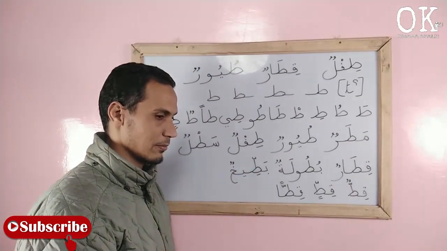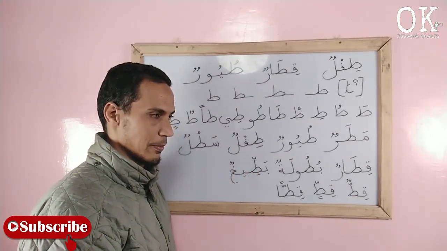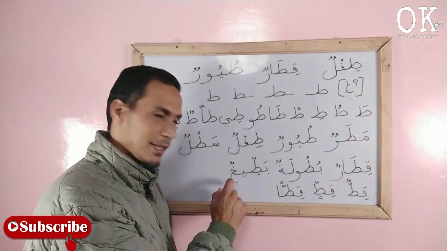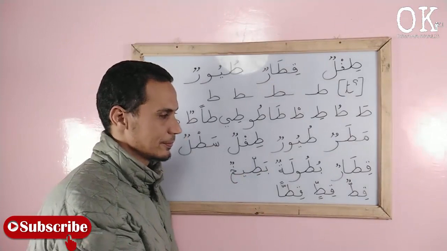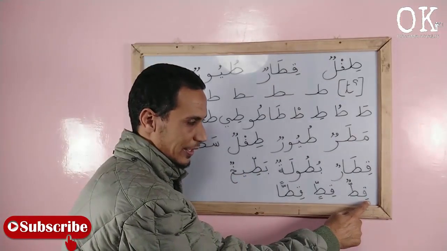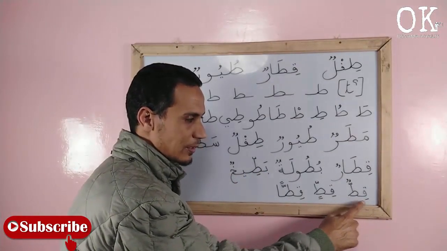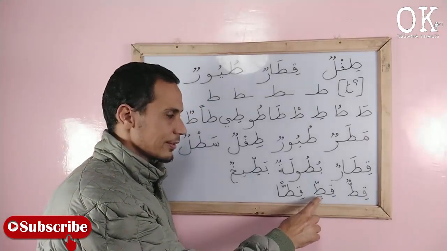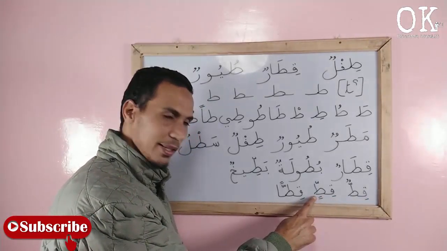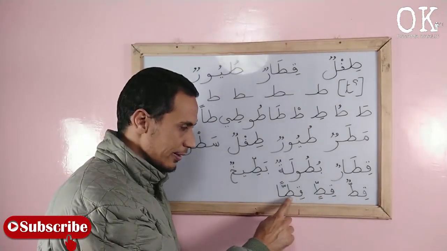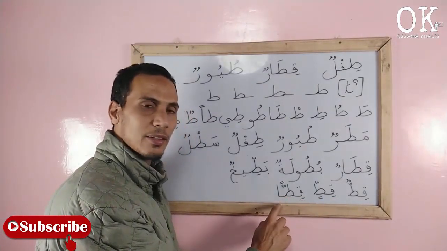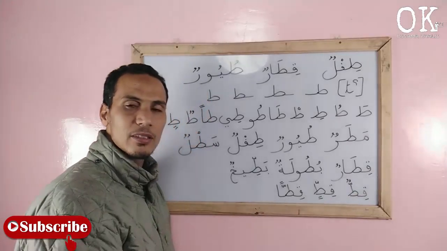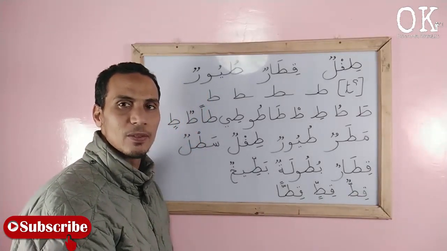بطيخ means melon. And here we have قط. قطن, قطن means a cat.